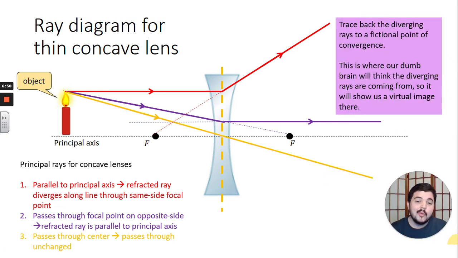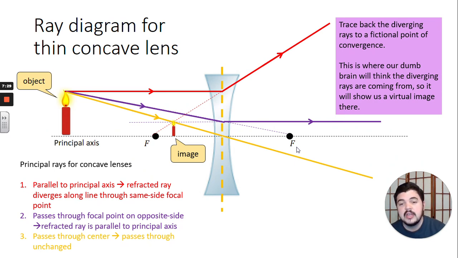So we have a diverging ray example. Just like with the diverging mirror, we have a diverging ray. We need to trace back all of the spreading out light rays to a point where our dumb monkey brains are going to think that those refracted rays are coming from. And if we trace the red one back, we trace the purple one back, we trace the yellow one back, we see that they all would trace back to a point of intersection there. So that is where our image forms.